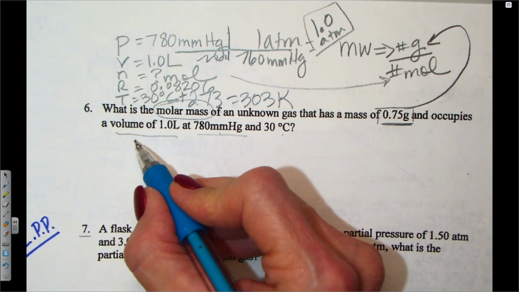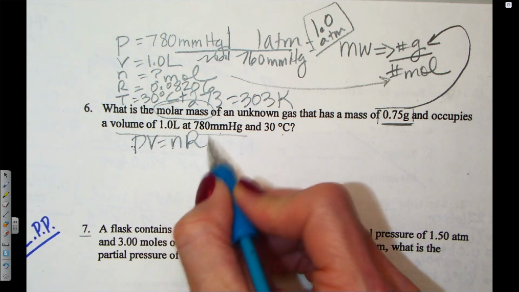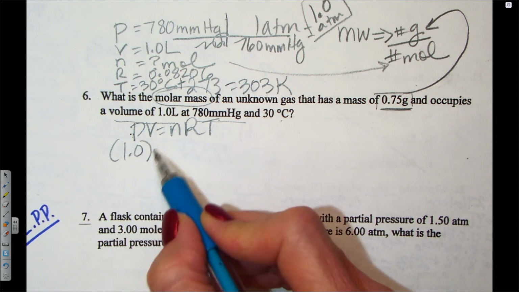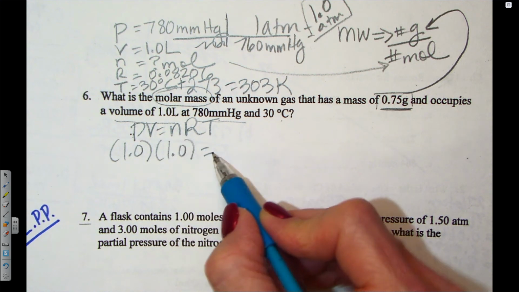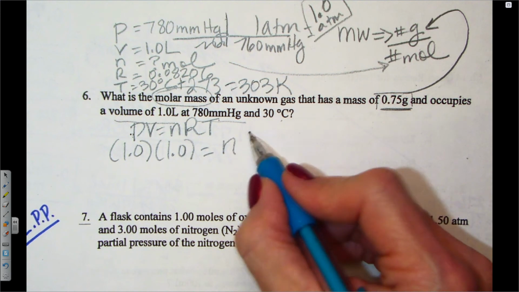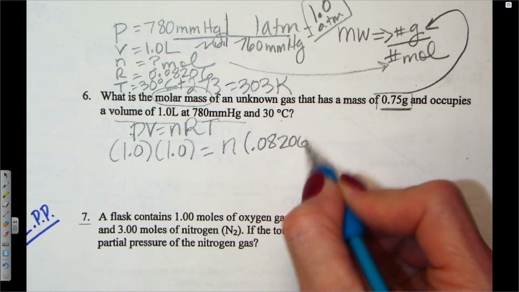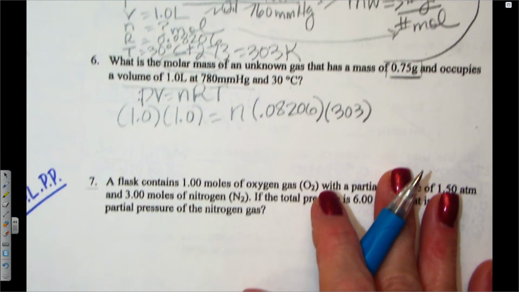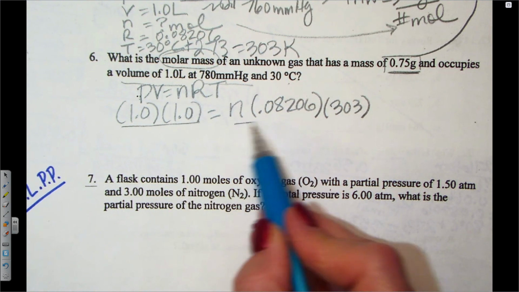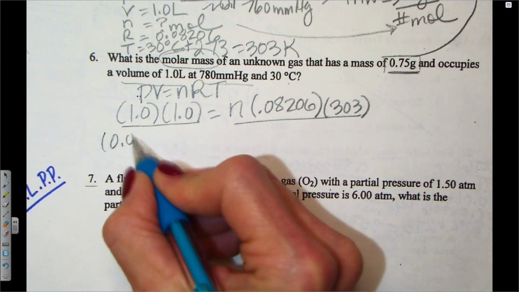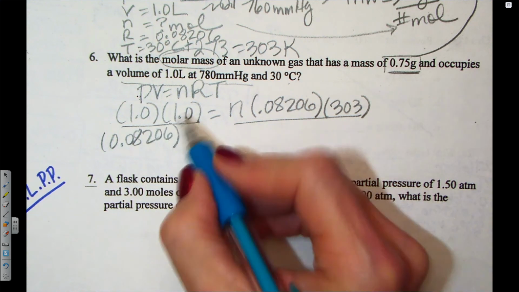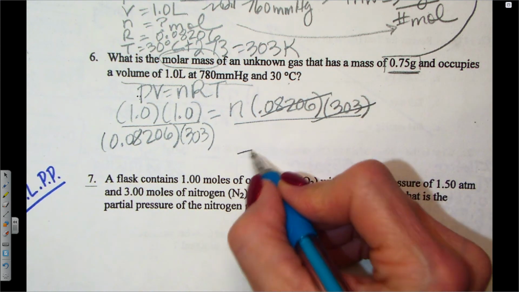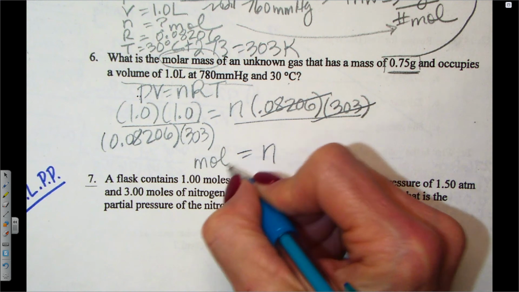So let's plug it into the ideal gas law. PV equals nRT. So the pressure is 1.0. The volume is 1.0. The n, that's what we're trying to find. The R is 0.08206. And the temperature is 303 Kelvin. So to isolate our variable, we're going to divide both sides by 0.08206 and 303. And that's going to get rid of it on this side, and it will isolate our n, which is our moles.